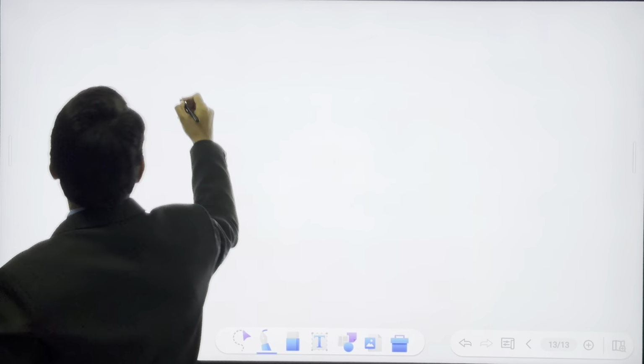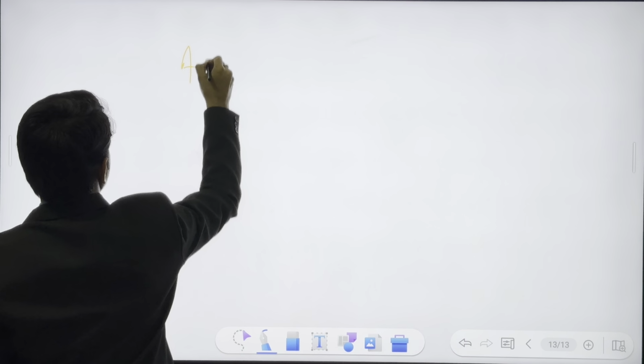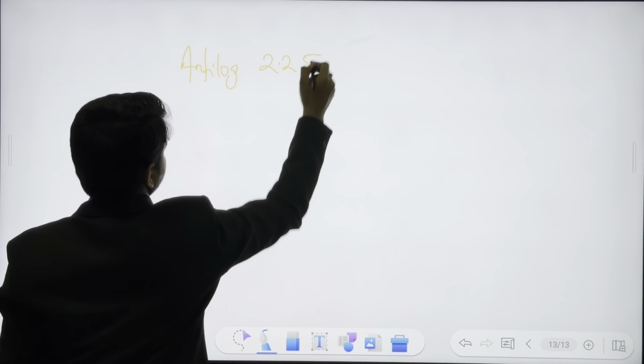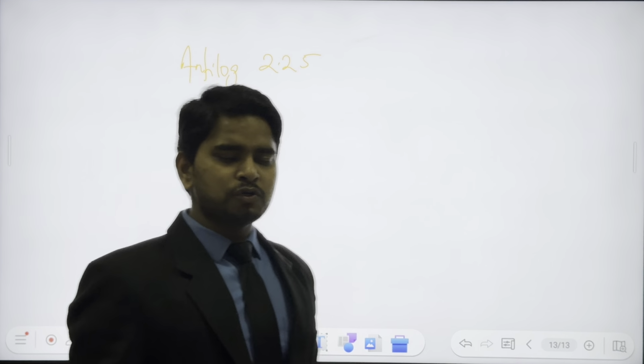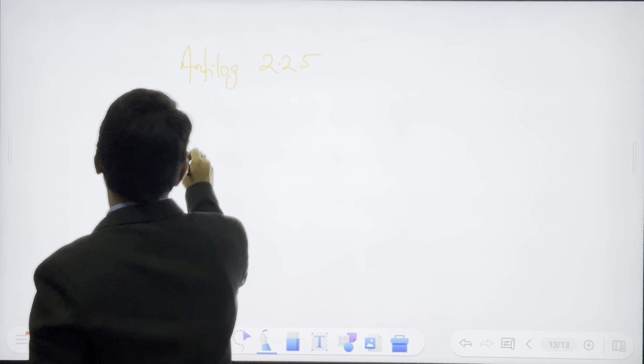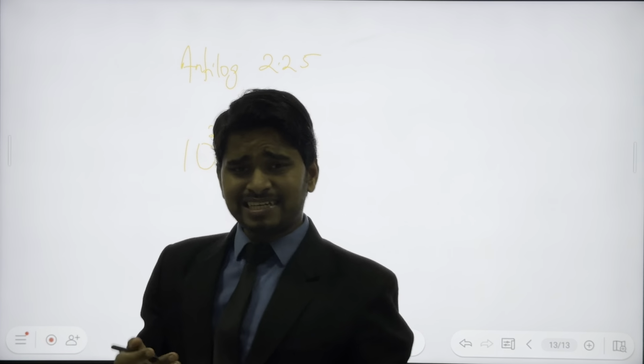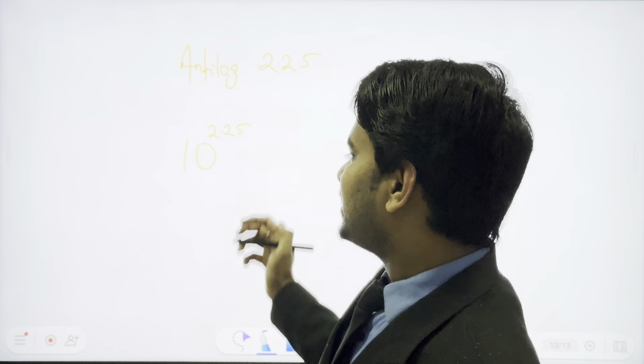No, you will be given a question like find the anti-log of 2.25. How to find anti-log 2.25? We can write it as 10 to the power 2.25. Is it the right answer, sir? Yes, it is the right answer, but it doesn't make any sense, 10 to the power of a decimal number. So we'll try to write it in another way.